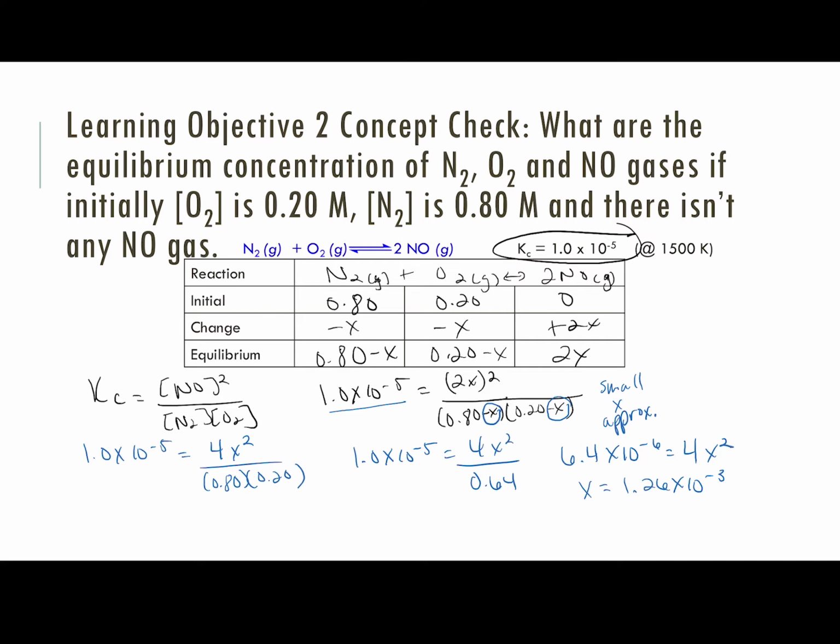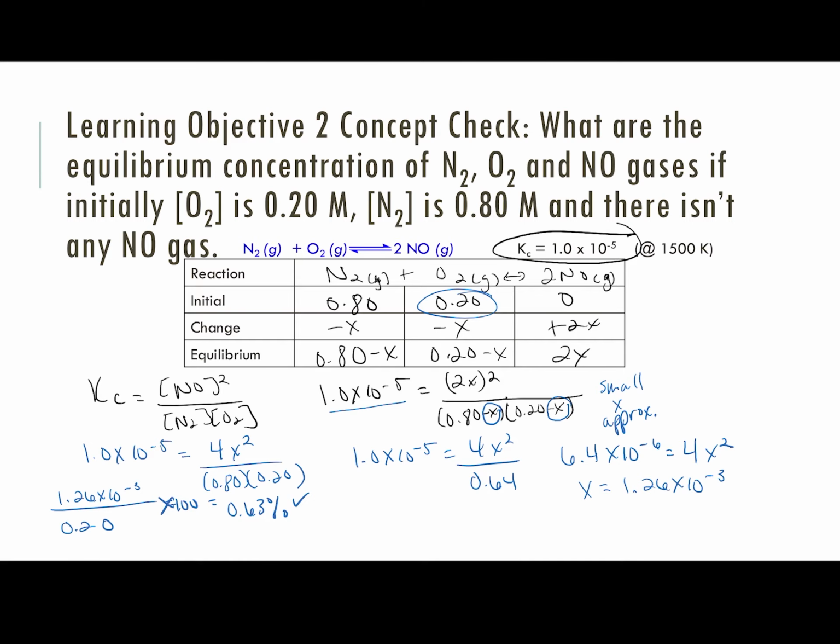To make sure that that is a valid approximation, we take our 1.26 times 10 to the negative 3, divide it by our initial concentration. We're going to take the smaller one, 0.20. And when we do that and multiply by 100, we get 0.63%. So we'd say that that's a valid approximation.